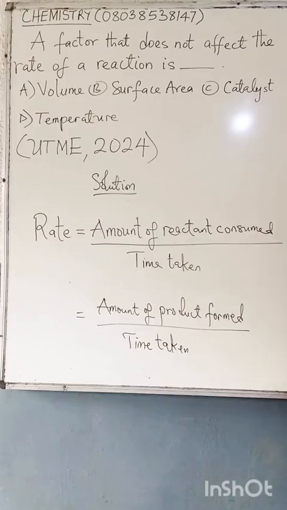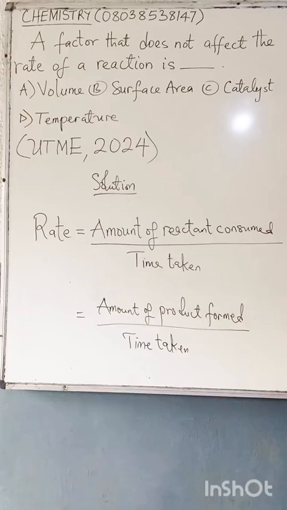The rate of a chemical reaction is a description of how fast or how slow that reaction takes place. And the formula for the rate of a reaction is seen on the board. Rate equals amount of reactant consumed divided by time taken for that amount to be consumed. You can also get it by using the formula amount of products formed over time taken.